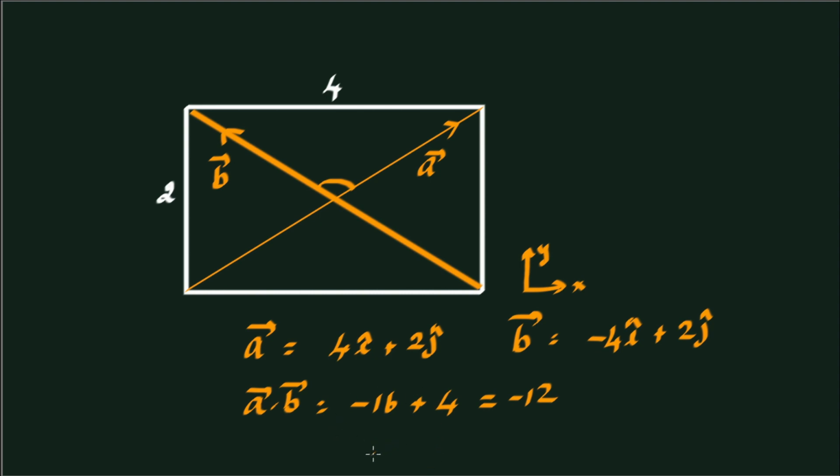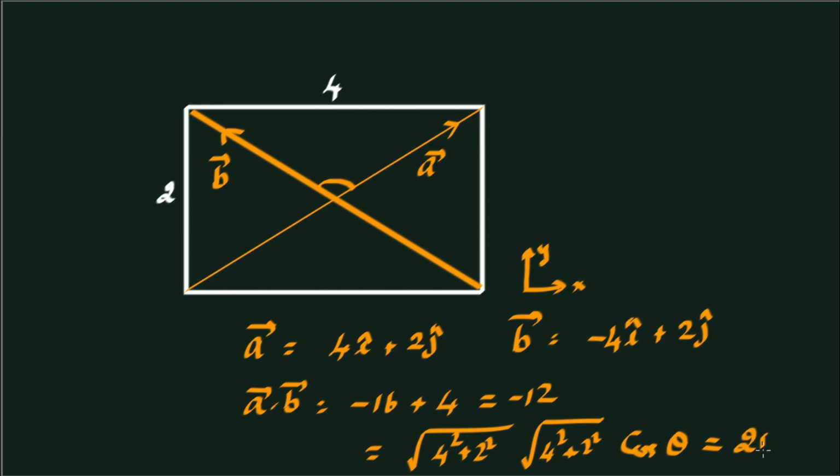Now we can also write this in terms of length of A. As you can see, the length of A is going to be square root of 4 squared plus 2 squared times the length of B, which is the same thing, square root of 4 squared plus 2 squared, times cos of the angle between the two. Now this is equal to, that is 16 plus 4, 20. Square root of 20 multiplied by square root of 20 is 20 cos theta.